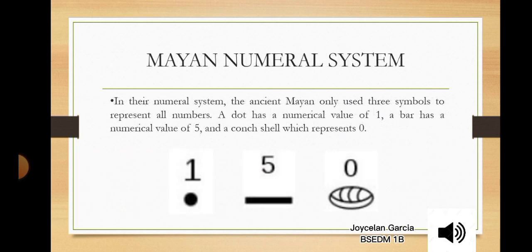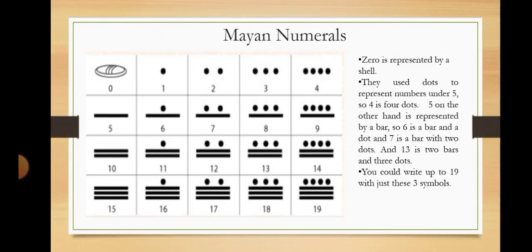The Mayan numerical system was the system to represent numbers and calendar dates in the Mayan civilization. In this numerical system, the ancient Mayans only used three symbols to represent all numbers. A dot has a numerical value of 1, a bar has a numerical value of 5, and a conch shell represents 0. Again, the Mayan counting system required only three symbols: a dot representing a value of 1, a bar representing 5, and a shell representing 0.